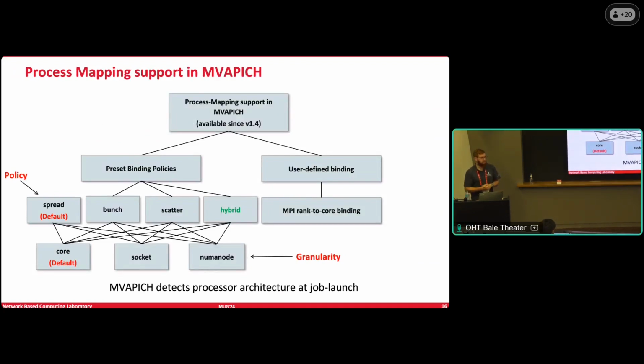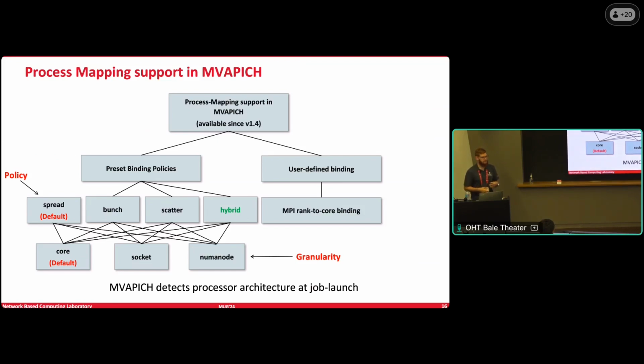So the first thing we're going to go over is process mapping support. HPC applications can be really sensitive to how your MPI ranks are distributed across a node. For instance, if you have something that's very heavily intranode communication, it is often better to keep a lot of your ranks close to each other on an individual node, trying to keep them within the same socket or NUMA domain so that you can optimize your intranode transfers.